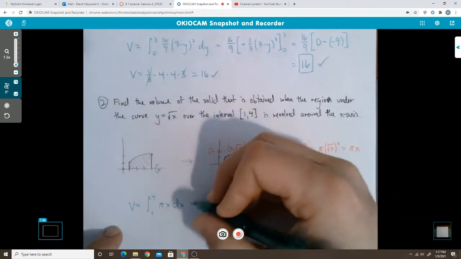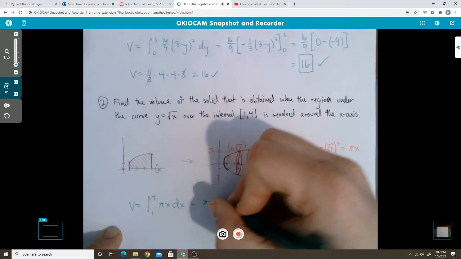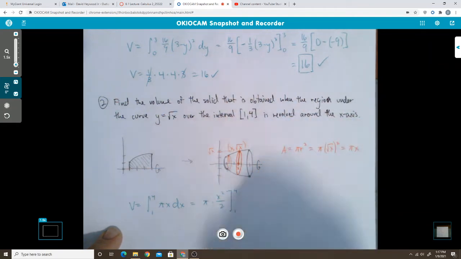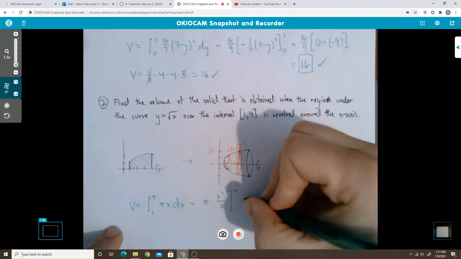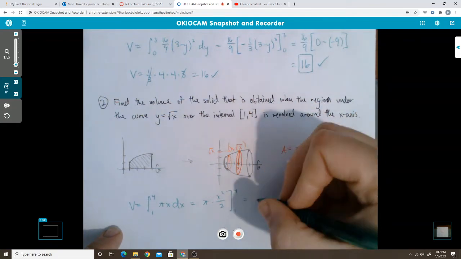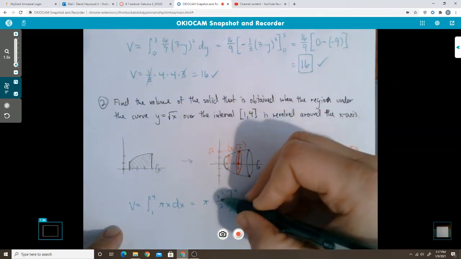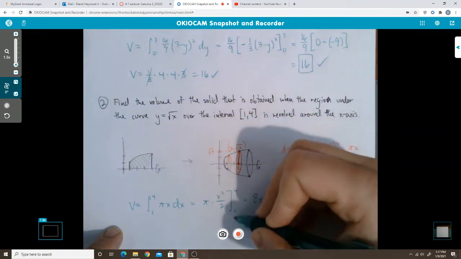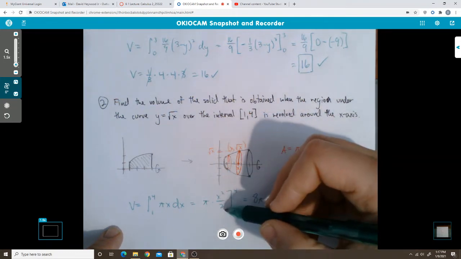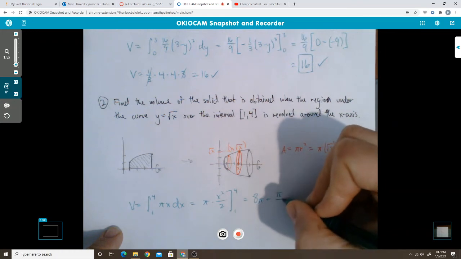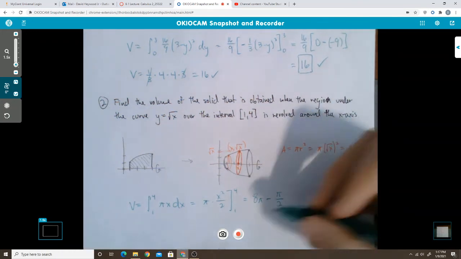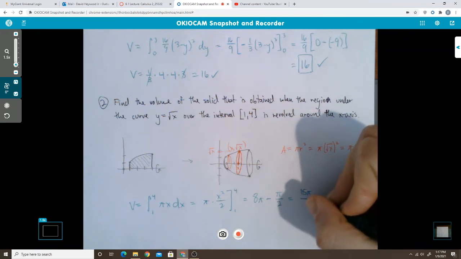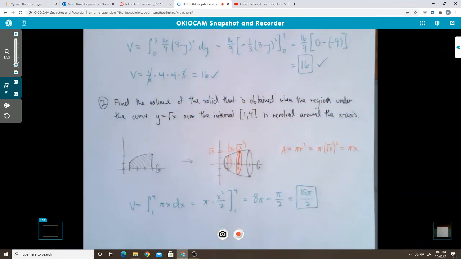Okay, so that's pi times x squared over 2, evaluated from 1 to 4. So if we plug in 4, we get 16. 16 divided by 2 is 8, so we get 8 pi. Minus, if we plug in 1, we get 1/2. So we get 8 pi minus pi over 2. So that's 16 pi over 2 minus pi over 2, so 15 pi over 2. That's our final answer.